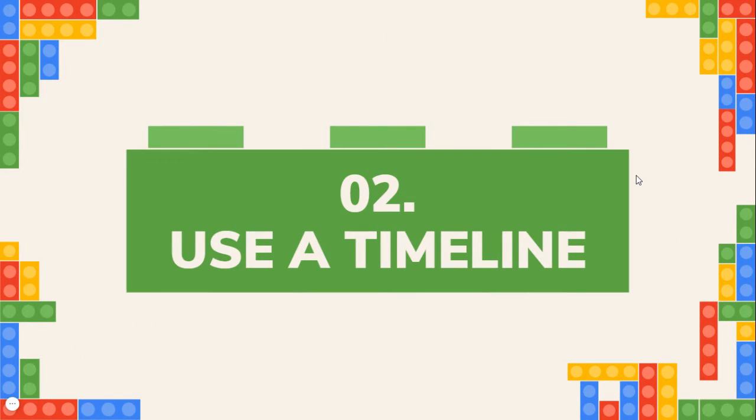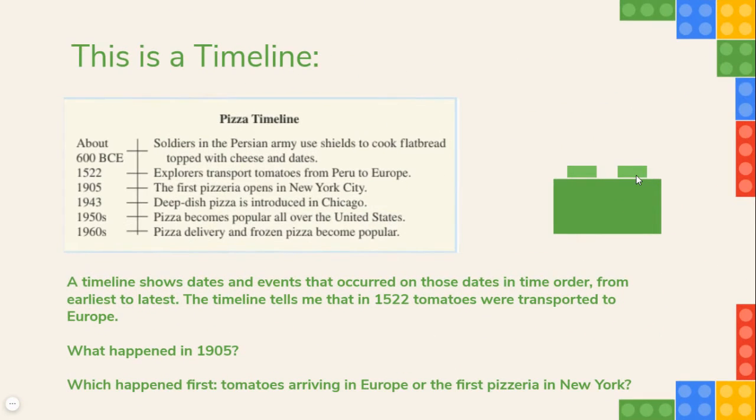Part 2, Use a timeline. This is a timeline. A timeline shows dates and events that occurred on those dates in time order, from earliest to latest. The timeline tells me that in 1522, tomatoes were transported to Europe. What happened in 1905?